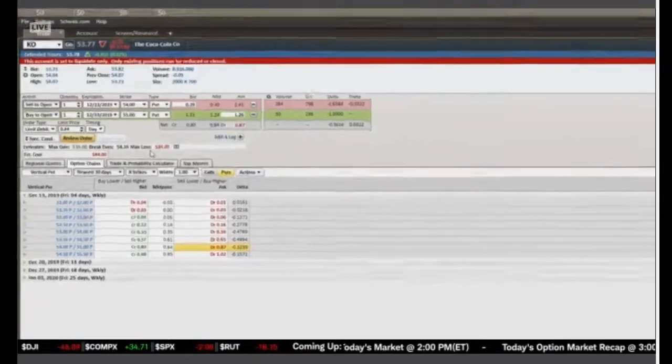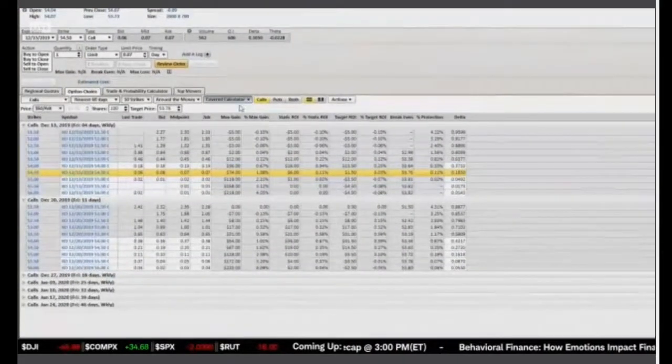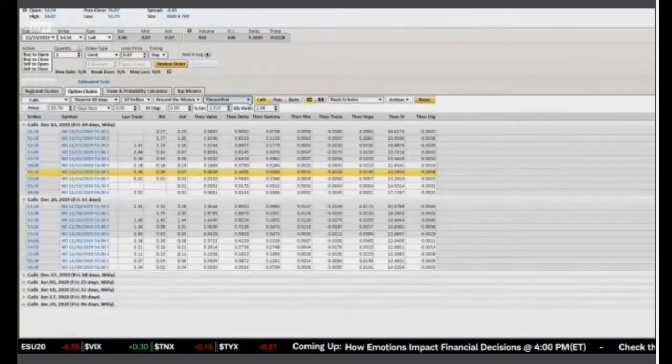Lastly, we have the Views selector, which includes Theoretical, which is a view of calls and puts that allows you to select a Greek model and make changes to the different parameters that affect option pricing as calculated in that model in order to see how those changes would affect the prices and Greeks in that chain.